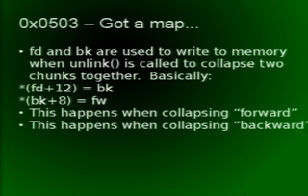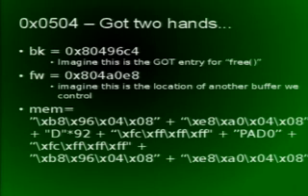So this happens whether you're collapsing backwards, so you're freeing this buffer and collapsing backwards, or you're freeing and collapsing forwards. Unlink is called both times. Both ways are exploitable in some operating systems or some implementations. So now we got 2 hands, we got a map. Let's take some real examples here.